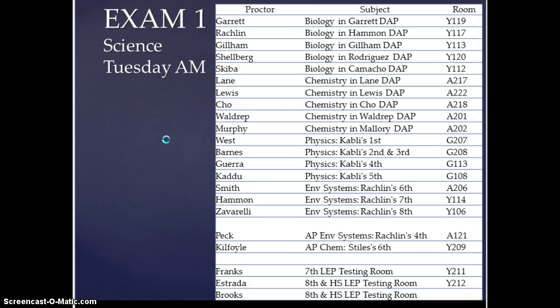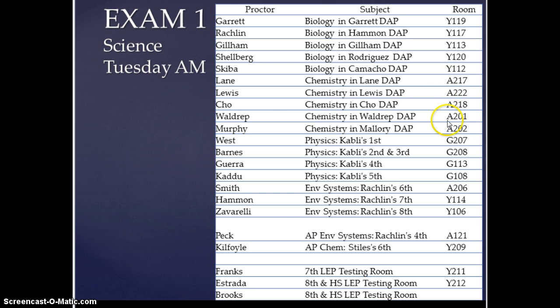Here's where you're stationed. You're supposed to stay in your DAP for both tests today. So actually you'll be in your rooms where you are right now for your tests. So we'll be testing in DAPs for chemistry and for English today. If you're in Lane's DAP, you're in Lane's room. If you're in Cho's DAP, you're in Cho's room. And so on and so forth. Well, actually, no, you're not in those rooms, but you are in those DAPs.